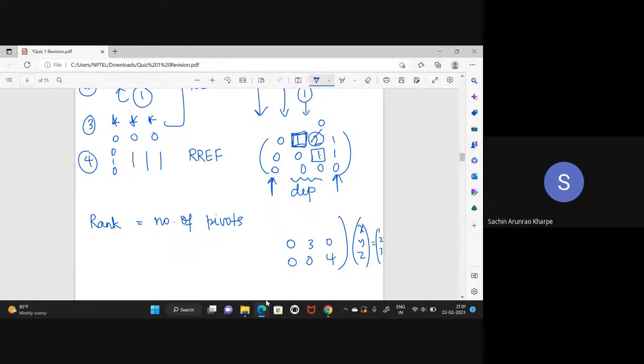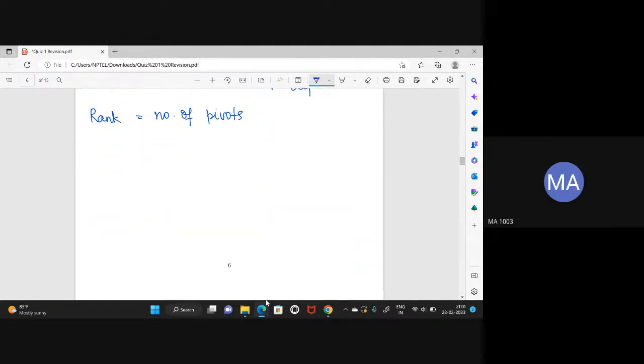Ma'am, could you please give one example? Of what? REF and RREF. Okay, so let's solve a system maybe. What is Gaussian elimination? We use the augmented matrix. Write down the augmented matrix and convert it into REF. Ma'am, REF is enough, right?